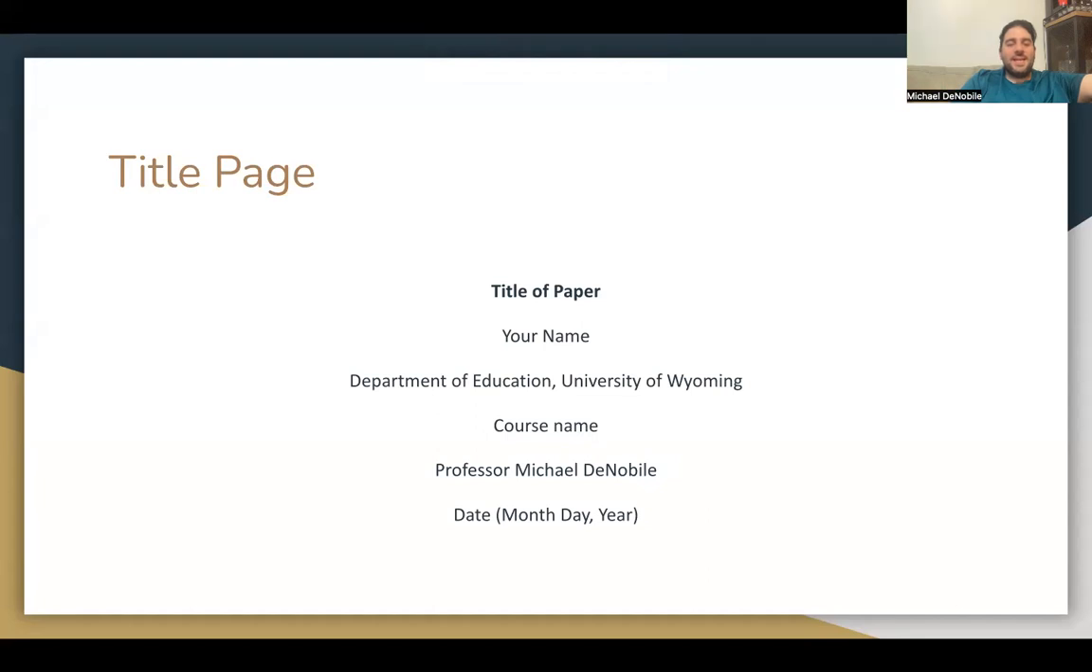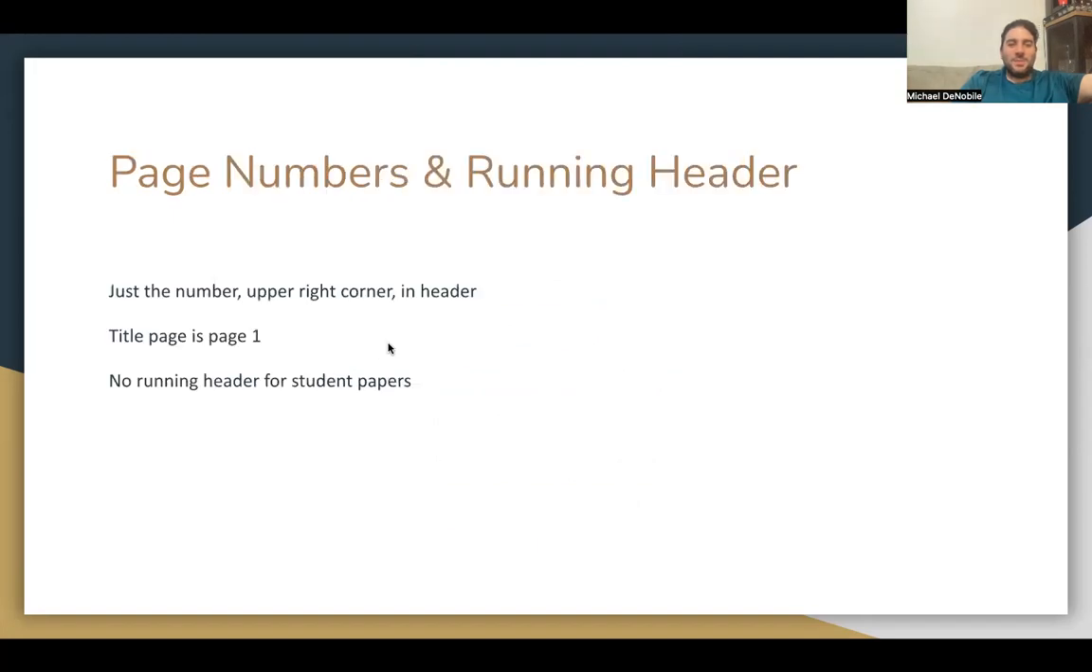And then the date is month, day, comma, year format. So don't put 9/8/2022. You'd put September 8th, 2022. But I think today is the 9th. That's neither here nor there. It's been a long week.